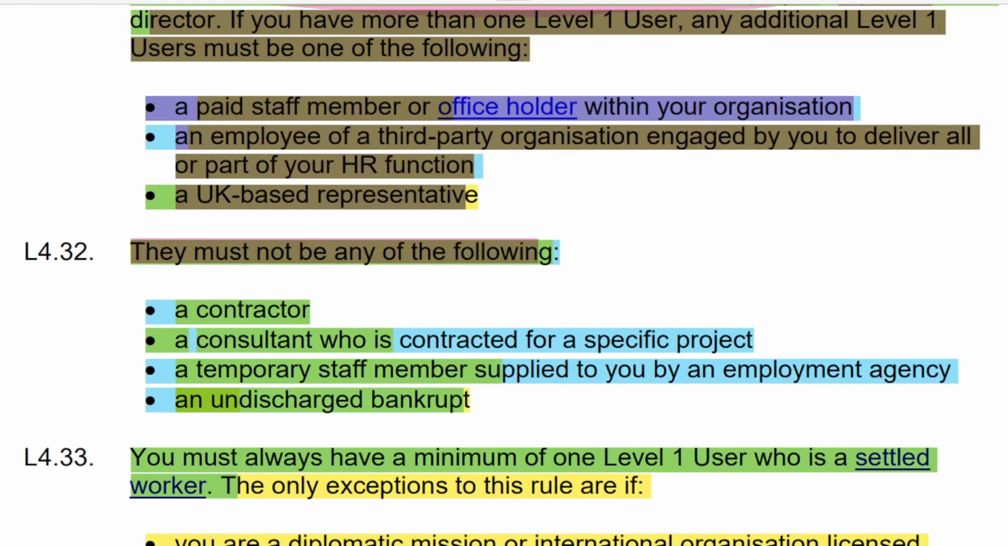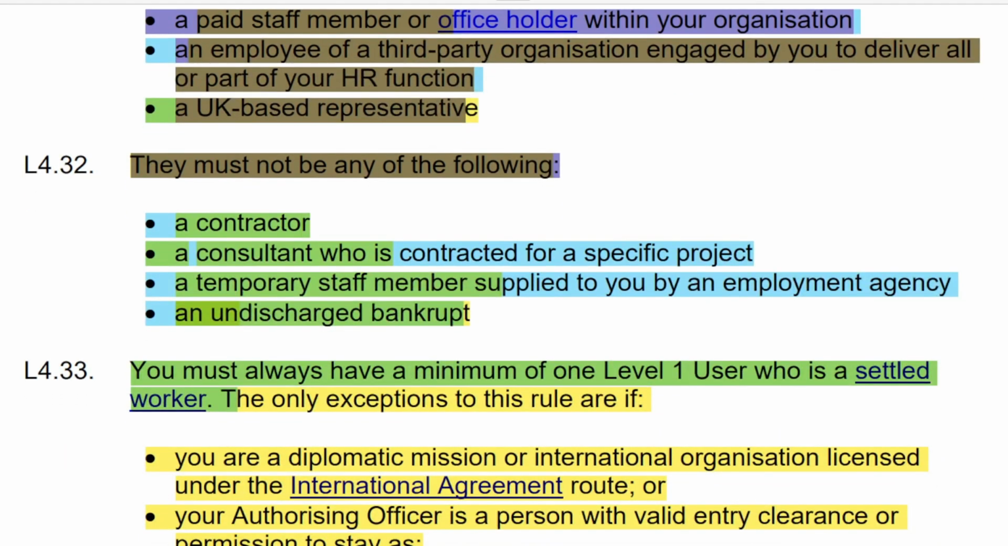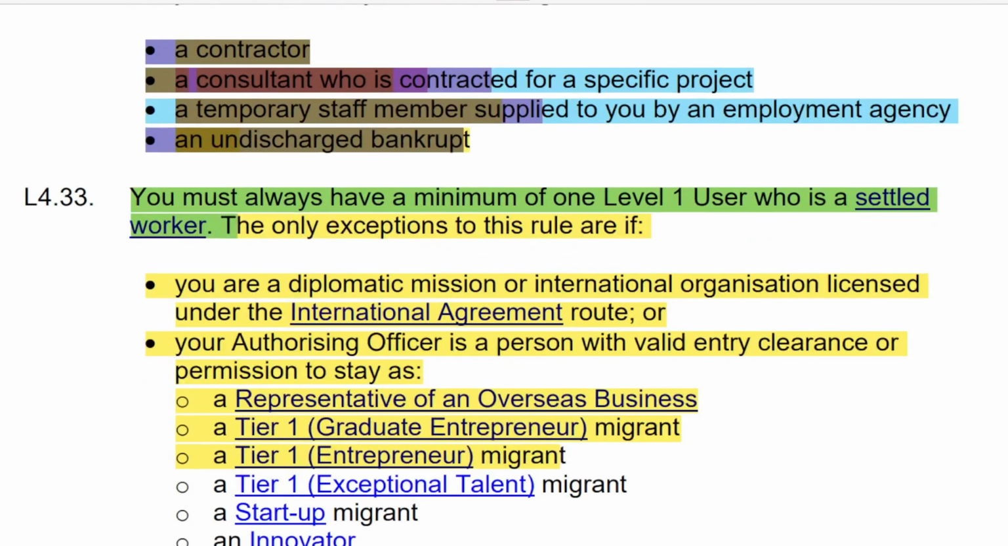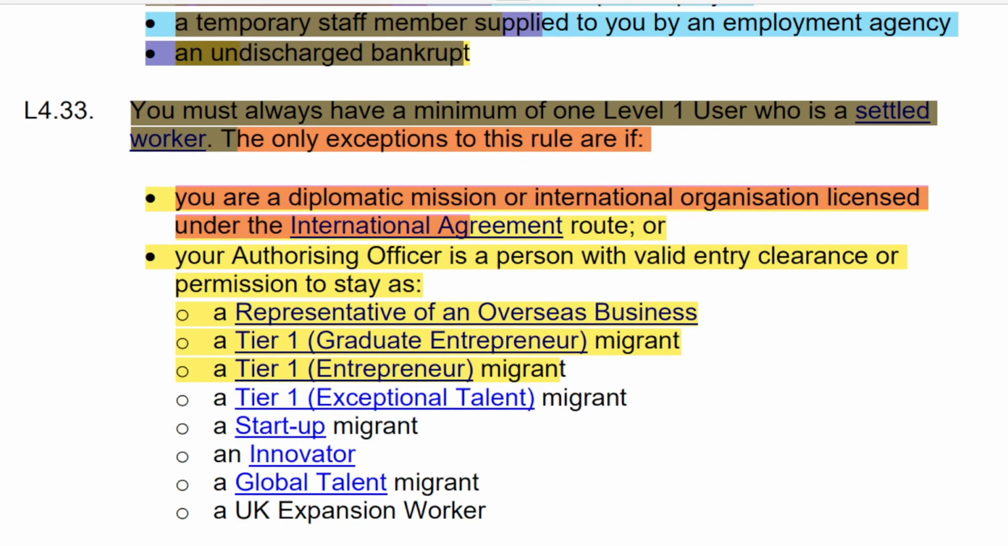They must not be any of the following. Earlier we discussed what they must be, now we are discussing what they must not be: a contractor, a consultant, temporary staff, or an undischarged bankrupt. You must always have a minimum of one level 1 user who is a settled worker. The only exception to this rule is if you are a diplomatic mission or an international organization licensed under International Agreement Road.